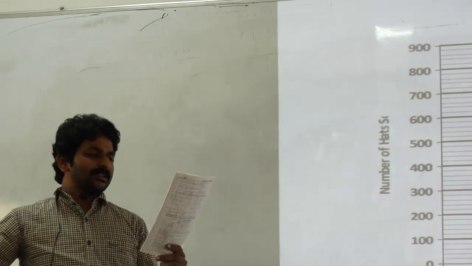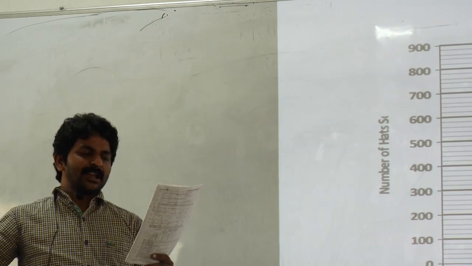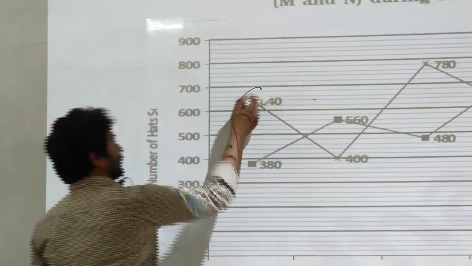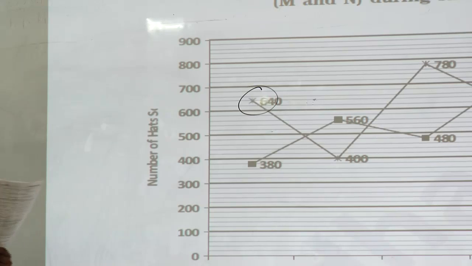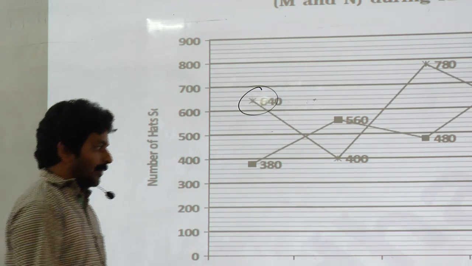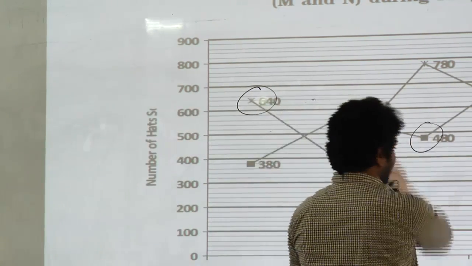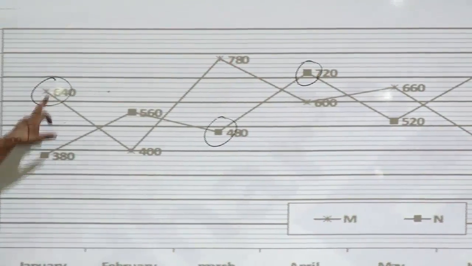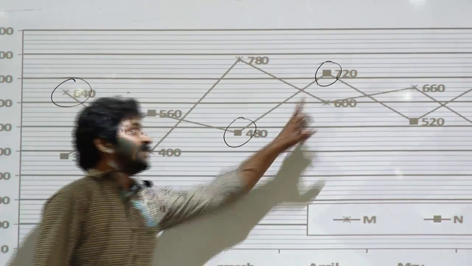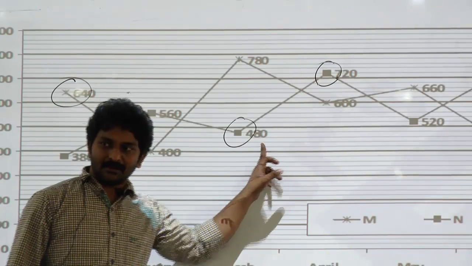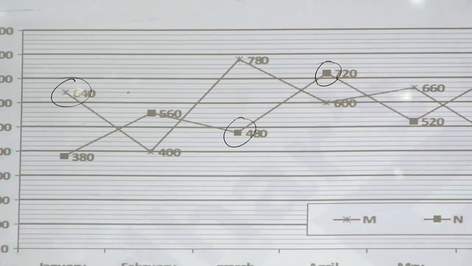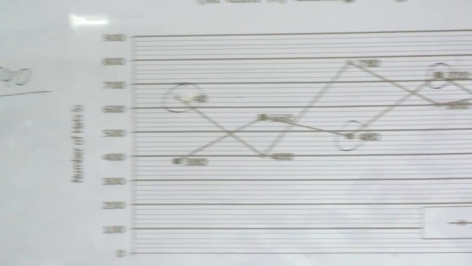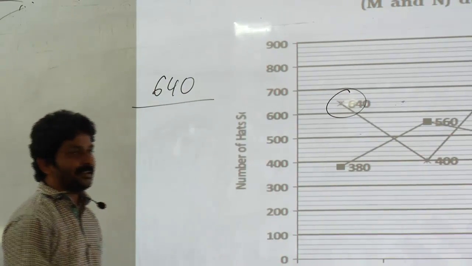Number of hats sold by store M during January is what percent of the total number of hats sold by store N during March and April? March and April. 640 is what percent of the sum of these two numbers? That's what you are asked about. Now, what is 640? That comes in the numerator. And the sum of 480 and 720?